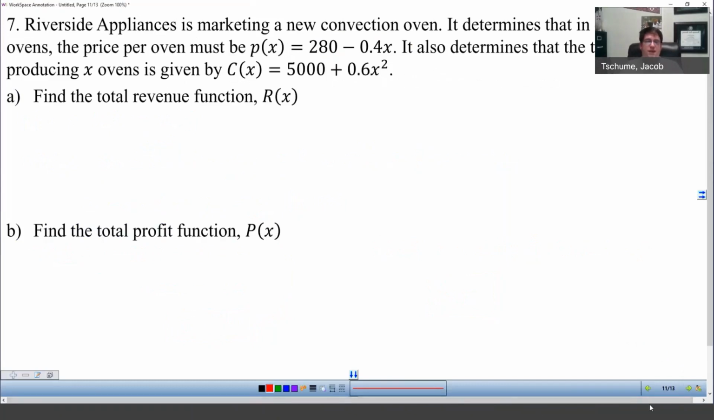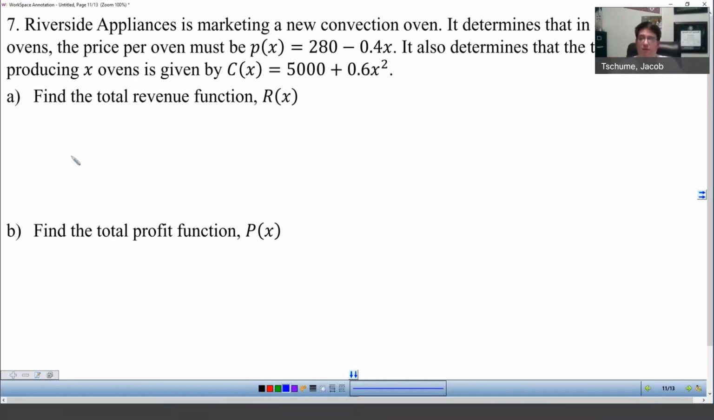All right, number 7 is a multi-part question. I'll have to do it over 2 slides to have enough room here. So here we go. It says Riverside Appliances is marketing a new convection oven. It determines that in order to sell x ovens, the price per oven must be P of x equals 280 minus 0.4x. It also determines that the total cost of producing x ovens is given by C of x equals 5,000 plus 0.6x squared. Part A, what is the total revenue function?